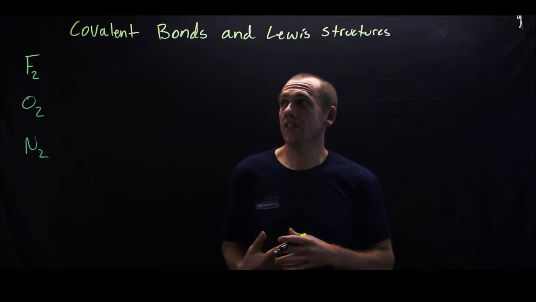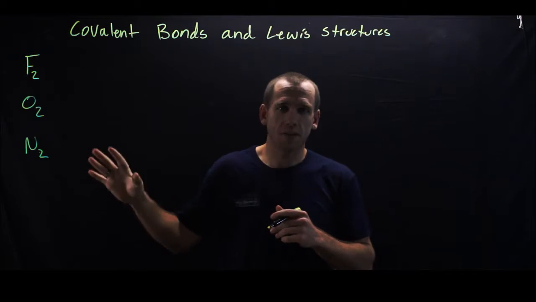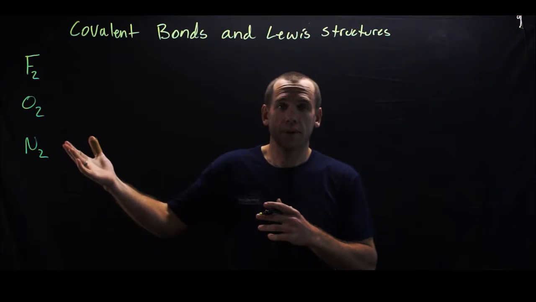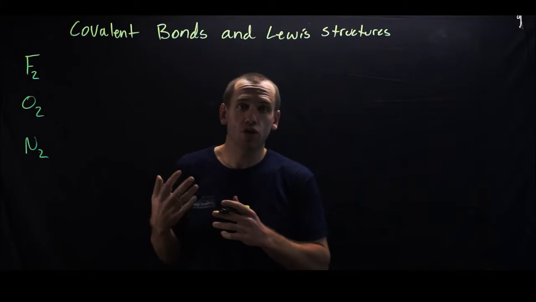Hello everyone. In this lesson we're going to take a look at covalent bonds and Lewis structures, and we're just going to look at some simple binary compounds for now. We're going to name them, and these aren't actually compounds, they're just molecules because they only contain one type of atom. And we're going to draw their Lewis structures.